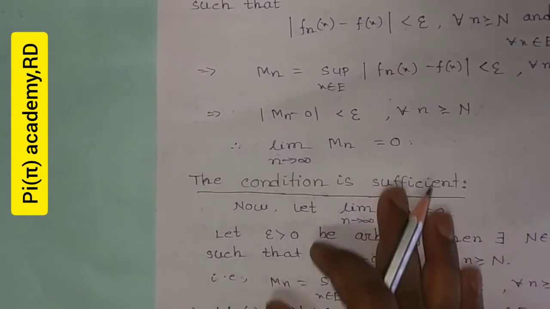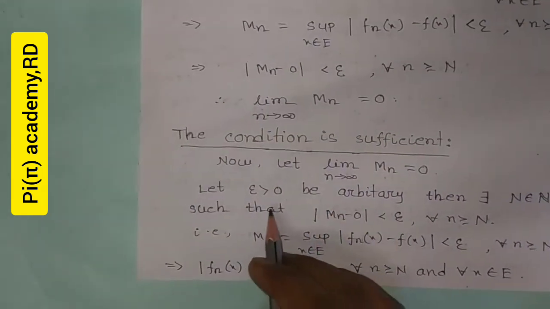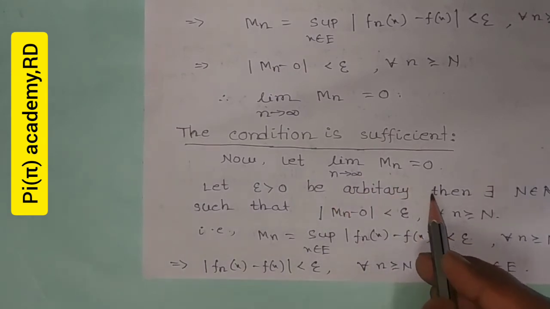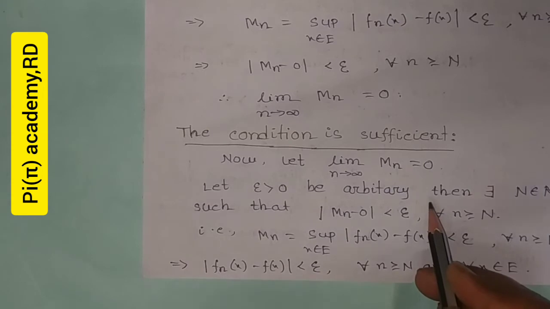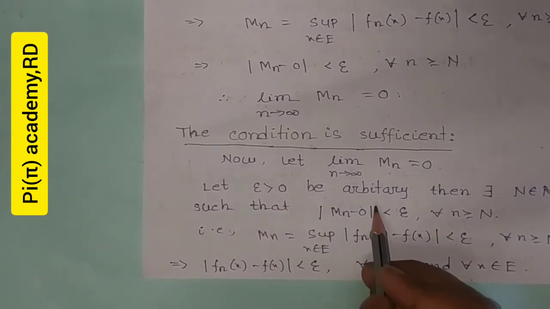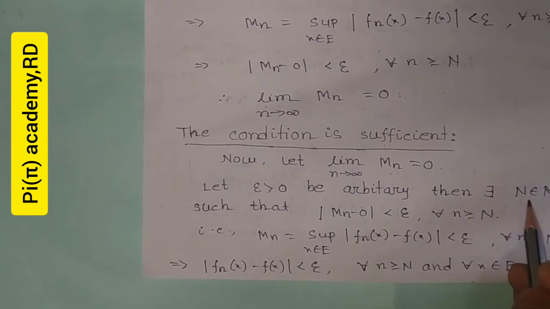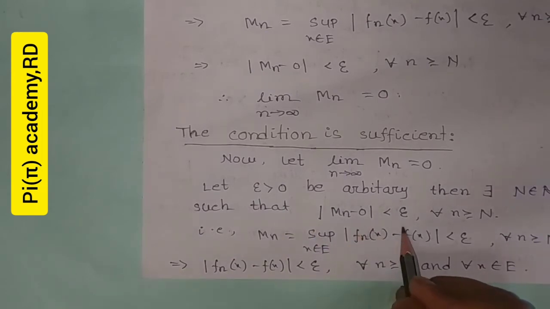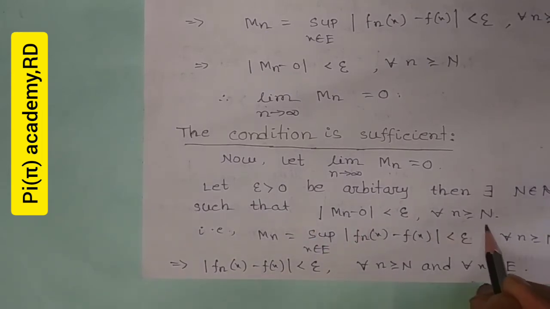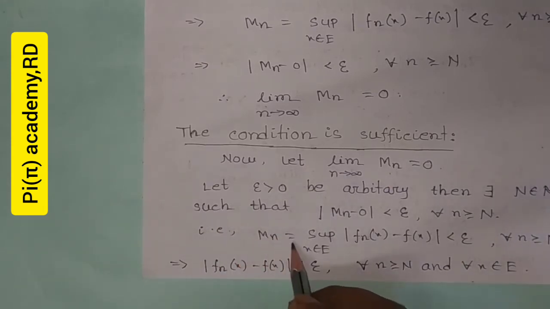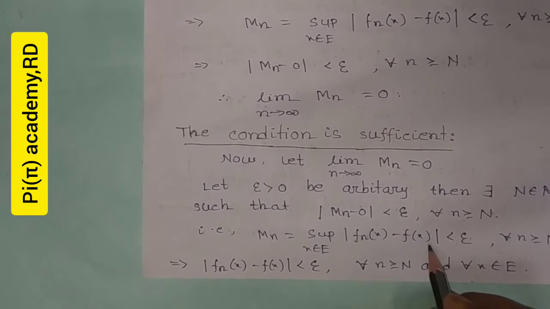Now the condition is sufficient. Let the limit as n tends to infinity of Mn equal 0. So we have to show that the sequence of functions converges uniformly. Let epsilon greater than 0 be arbitrary. Then there exists a capital N belonging to the natural number set such that mod Mn minus 0 is less than epsilon for all n greater than or equal to capital N, and Mn equals the sup of mod fn(x) minus f(x).